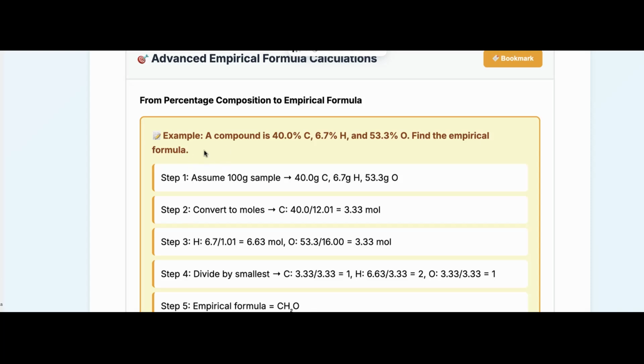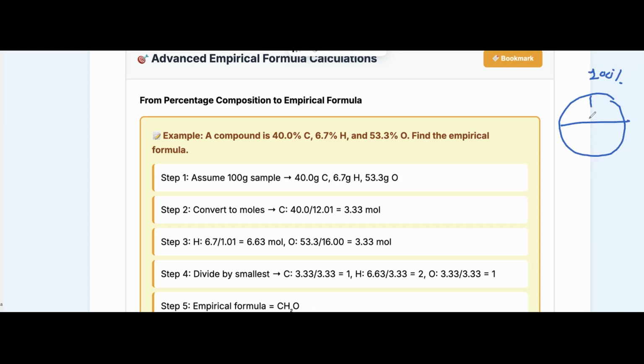So the first step is to assume that you have 100 grams, because usually in some easy examples, I will have 40 grams, 6.7 grams, and 53.3 grams. But since I don't have grams, I have percentage by mass here, so I can just change them from percentage by mass into grams. How do I do that? Assume 100 grams.